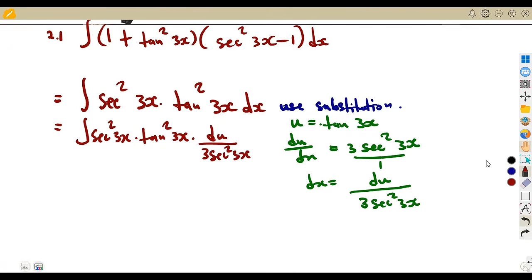So this is what I'm trying to say when I'm saying you cancel this and this will cancel. In the numerator, this is in the denominator. So we remain with 1 over 3, that is a number, and this number can be taken out of the integral. So it's going to be a third, the integral of tan squared. Why am I writing tan? The tan here is already a u, all right? So let us write u squared, since we are having a u here.